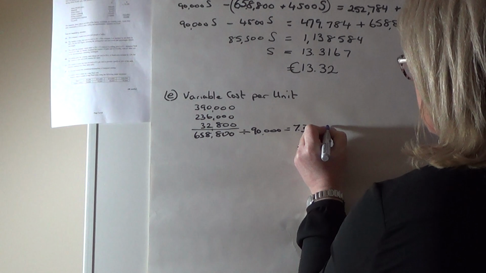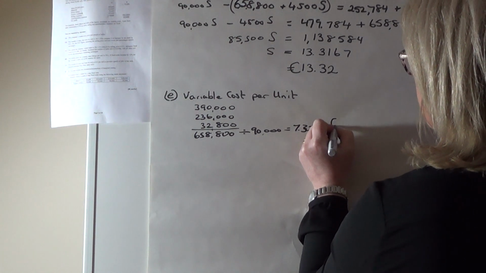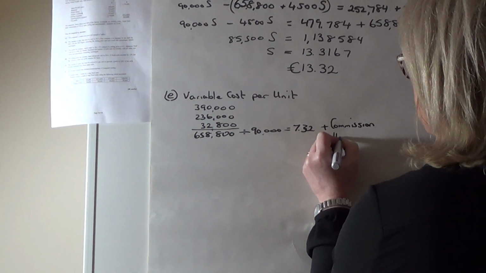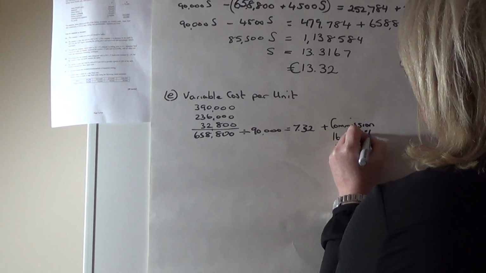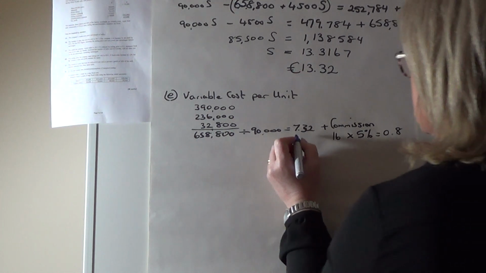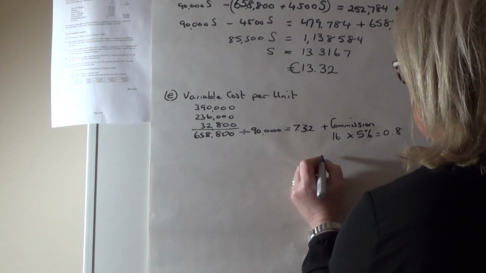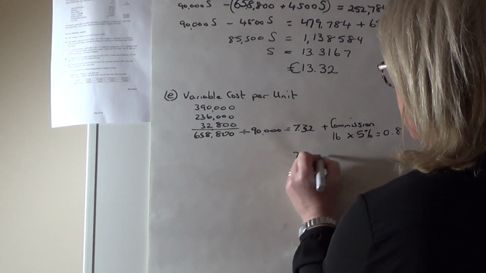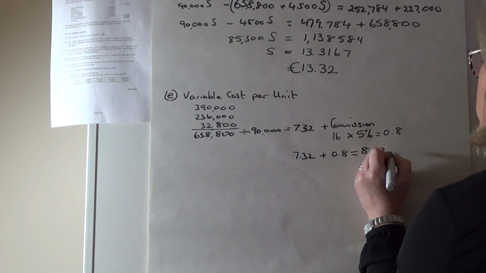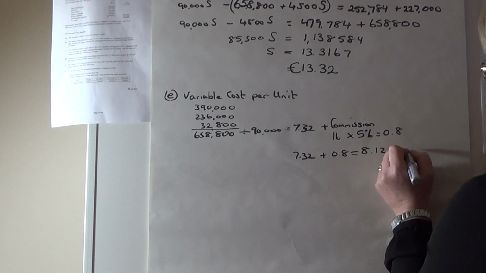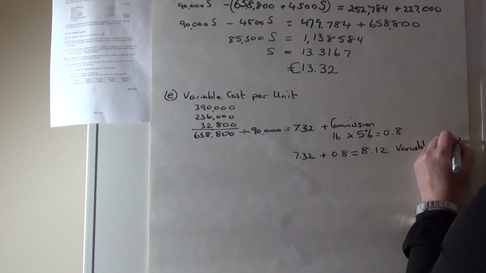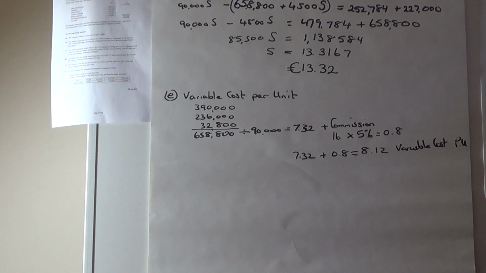And now we have to add on to that for our variable costs. We have to include our commission. So our commission is now based on 16 euros by 5%, and that works out at 0.8. So you get that in your calculator. So if I add in the 0.8, I have 7.32 plus the 0.8. It means that my variable cost per unit is now 8.12. So variable cost per unit there.